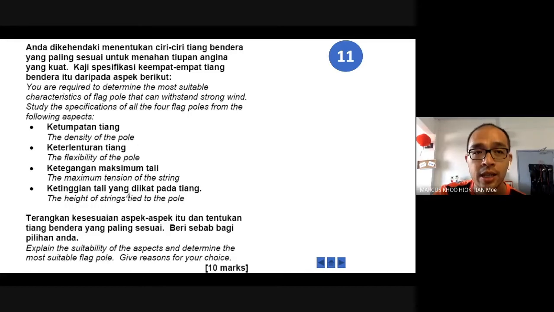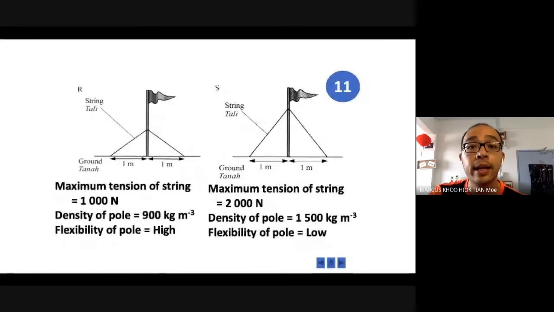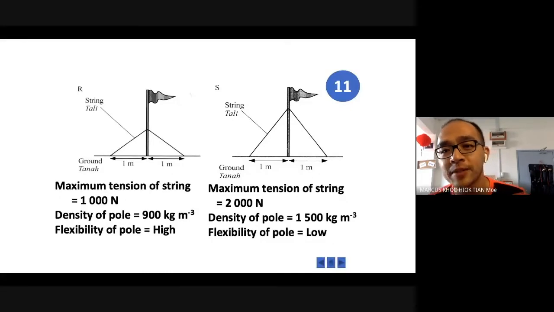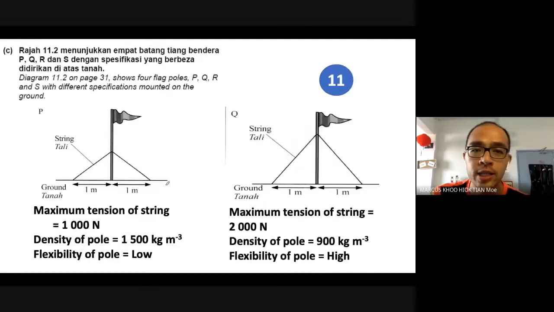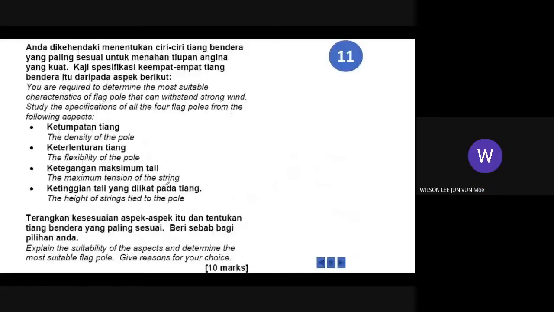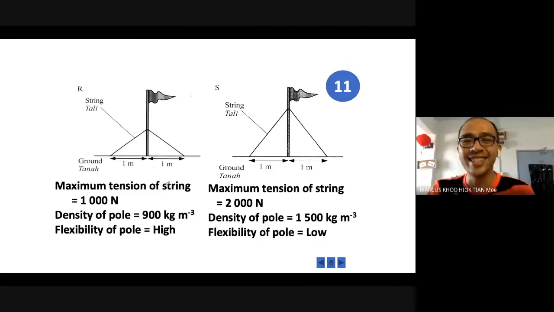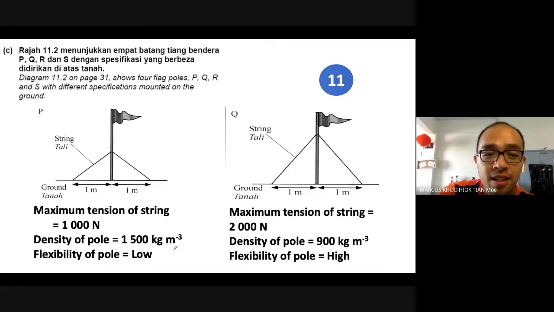Let's talk about density first. Do we want a high density or low density pole? And tell me why. Okay, Wilson, what do you think? You want high density or low density pole? High, I think. High density. Why high density?